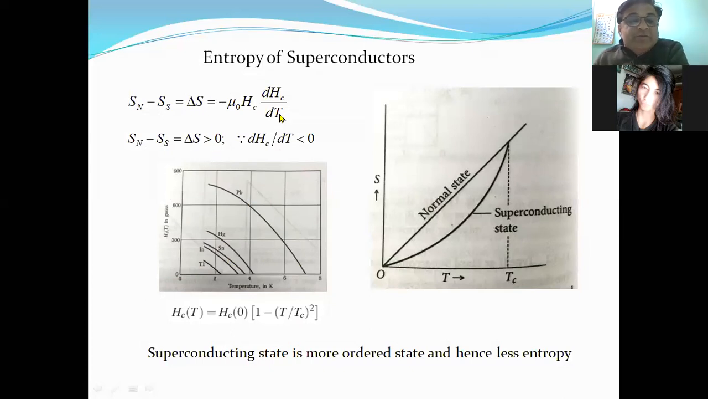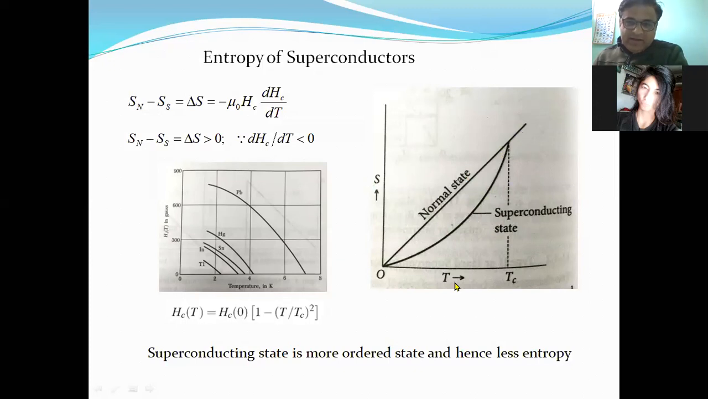So when you go from superconducting to normal state, you increase the entropy, or the entropy in the superconducting state is lower than in the normal state. So normal state के comparison में superconducting state में entropy कम होती है. अब इसको आप यहाँ देख सकते हो कैसे प्लॉट की गई है.